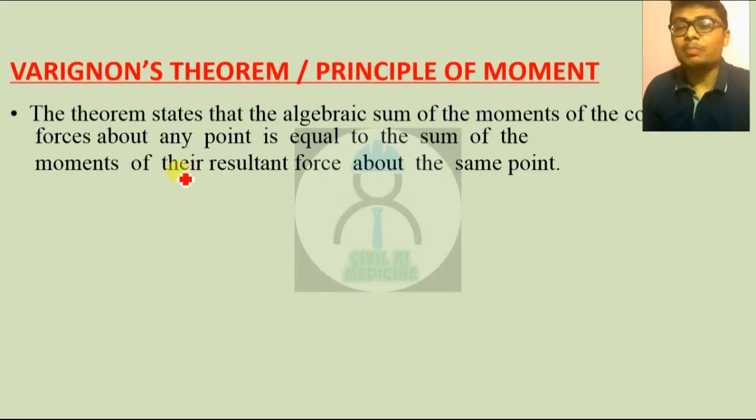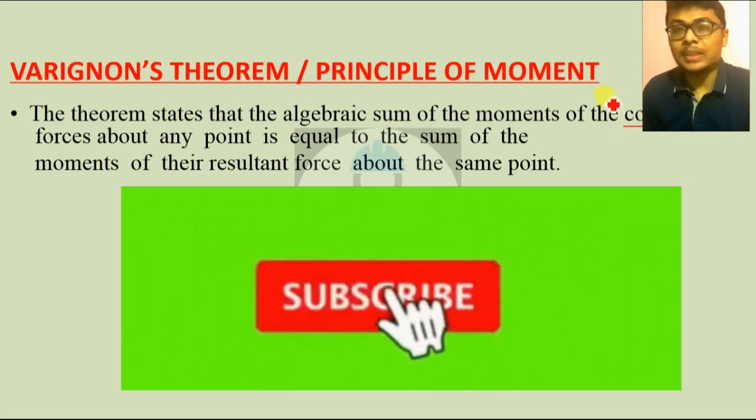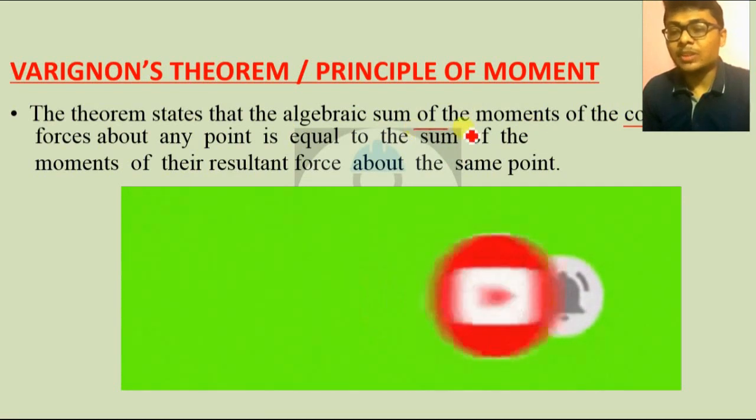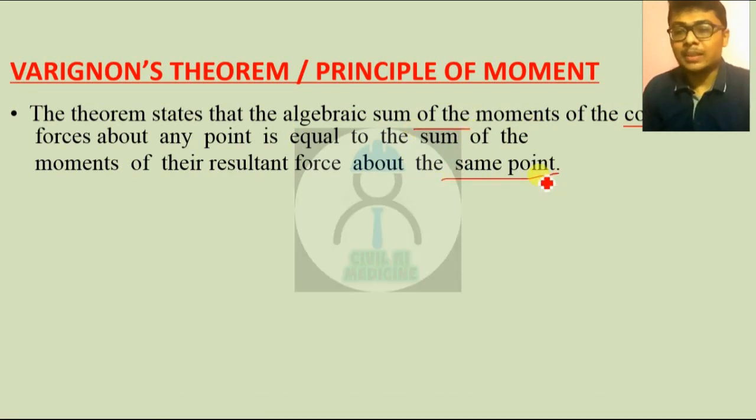Next, Varignon's theorem or principle of moment. Very important. This theorem states that the algebraic sum of the moments of the coplanar forces about any point is equal to the sum of the moment of their resultant force about the same point. That means the moment of the coplanar forces about any point will be equal to the sum of the moment of their resultant forces about the same point.